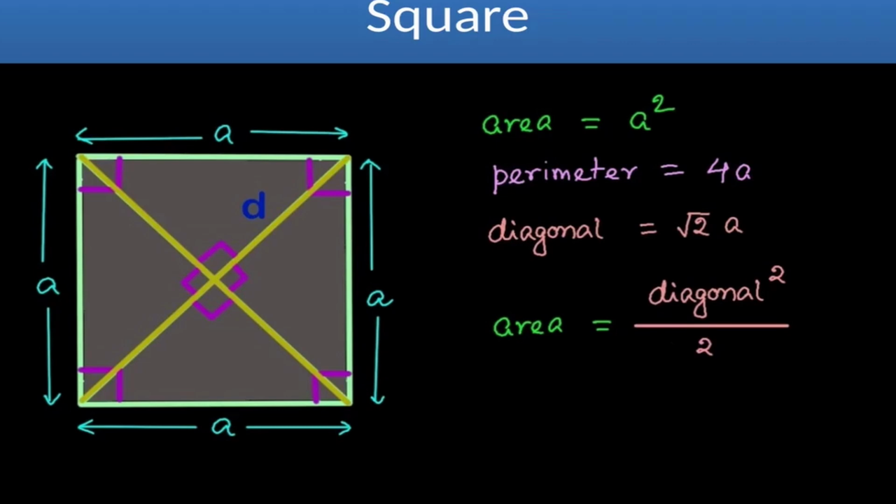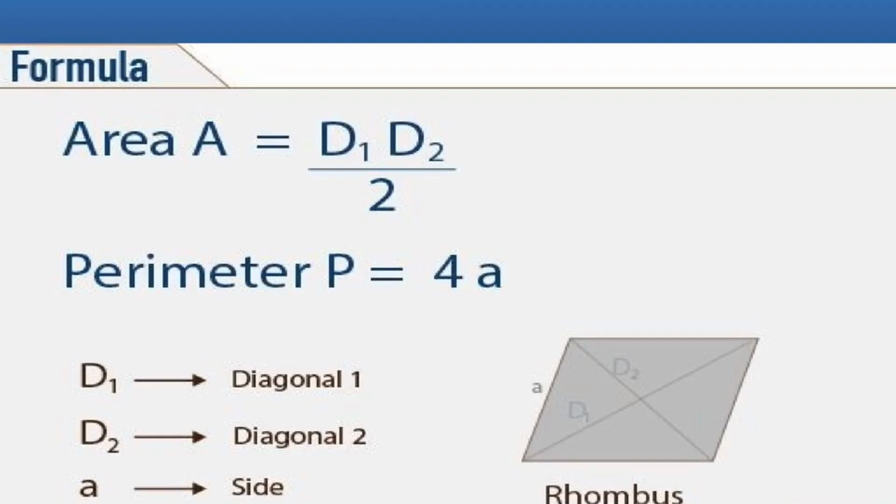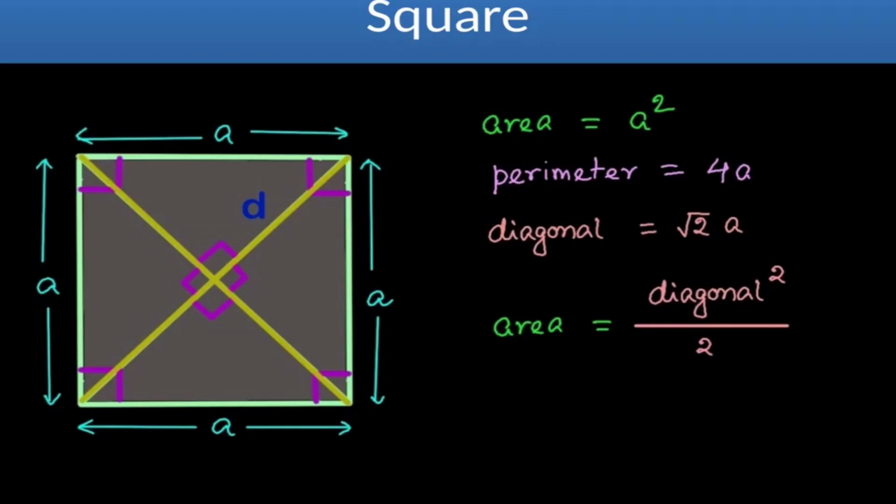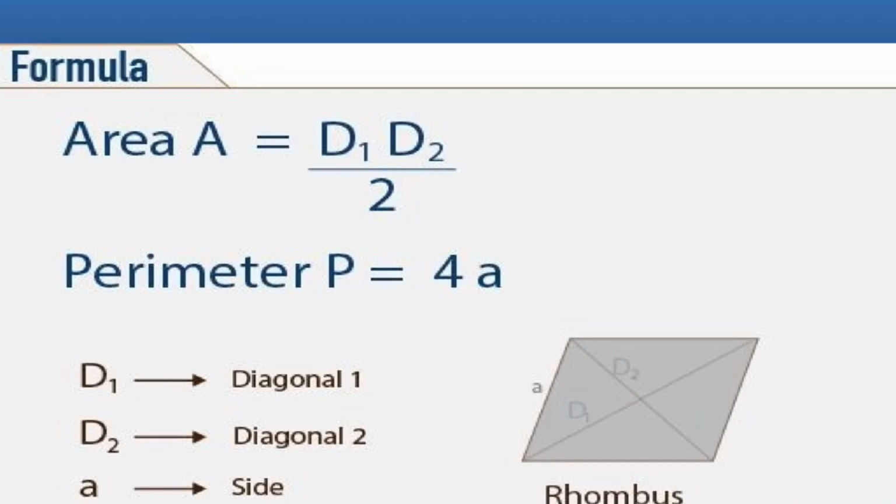Next, similarly about the square. I think we have forgotten the rectangle here. There must be a rectangle. Area of a square is a square, where a is the length of the side. Perimeter is 4a. Diagonal is root 2 a, or a root 2. Again, area of a square is diagonal square upon 2. These are the summary of the square. I think the area of the rectangle was missed here.